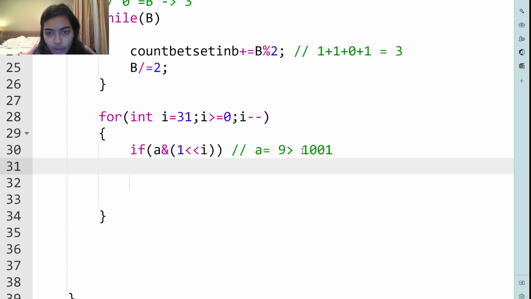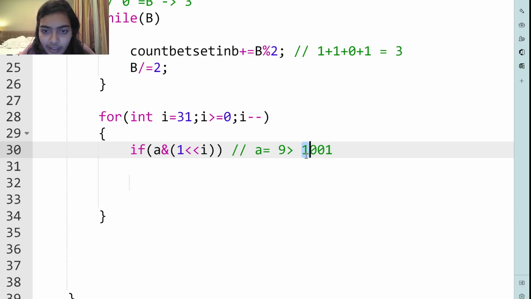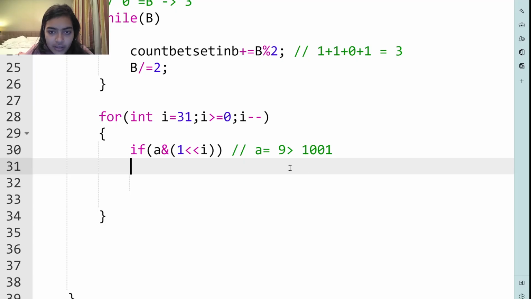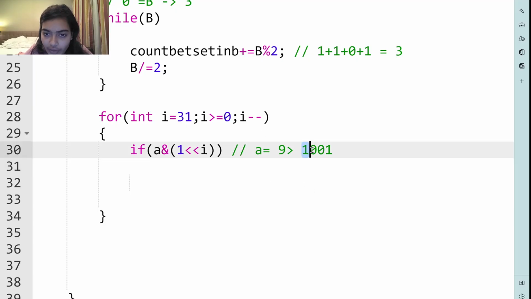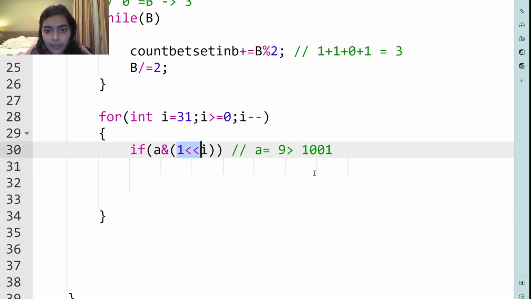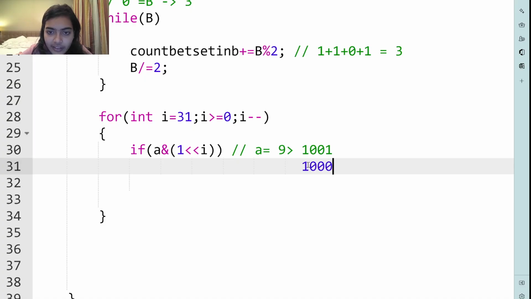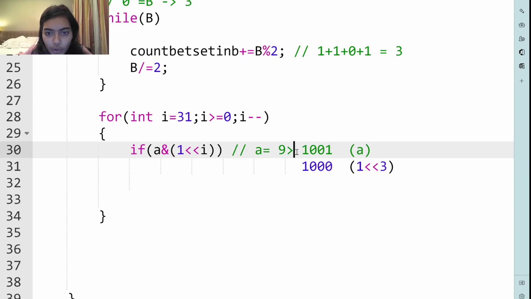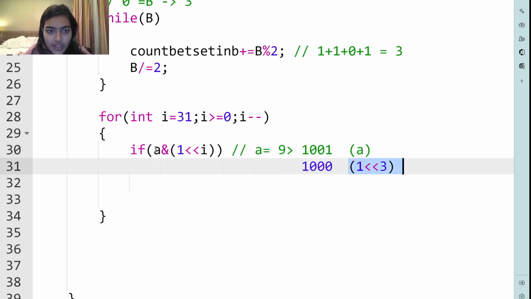First of all, I'm going to check when my i value becomes equal to 3, right? This is the third digit from the rightmost side. So when I come here, I'm checking if this bit is set in a or not. Here I'm taking the number 1 and left shifting it by 3 times. When I do that, I will get this number. This is 1 left shifted by 3 times, and this number is a. I am taking the AND of both of these numbers, a and 1 left shifted by 3 times. This is what I'm doing in my code.